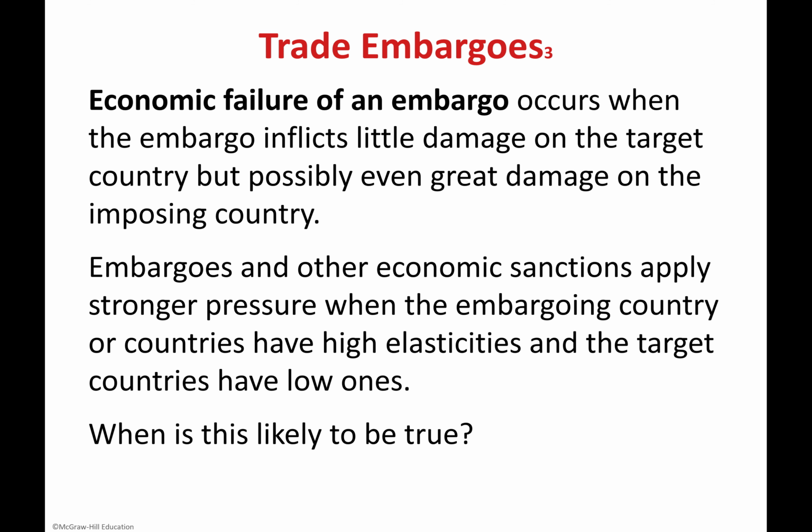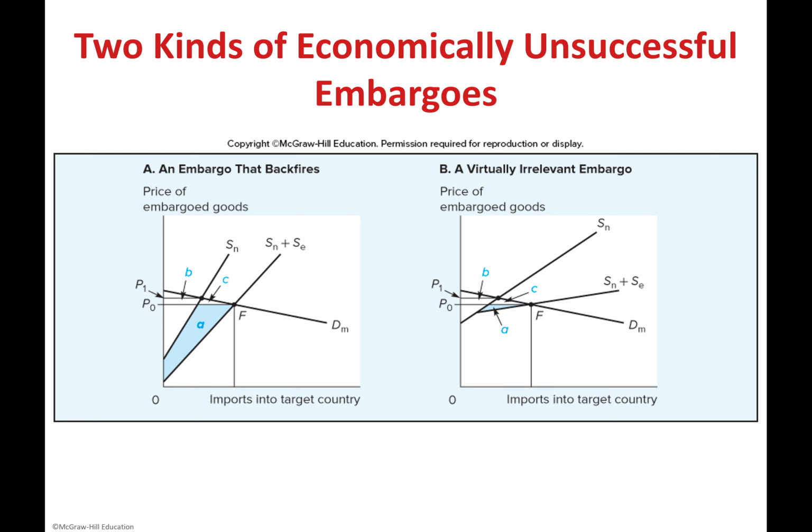Embargoes and other economic sanctions apply stronger pressure when the embargoing country or countries have high elasticities and the target countries have low ones. That's just the nature of these diagrams. So the embargoing country has high elasticity, meaning relatively flat supply and demand curves, and the target countries have low ones. So low elasticities means steep demand curves. When is this likely to be true?